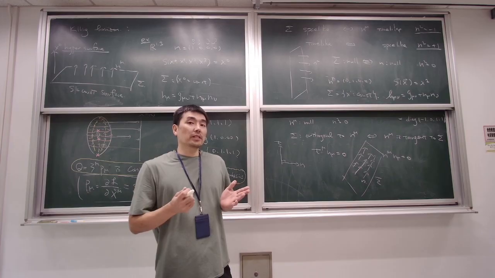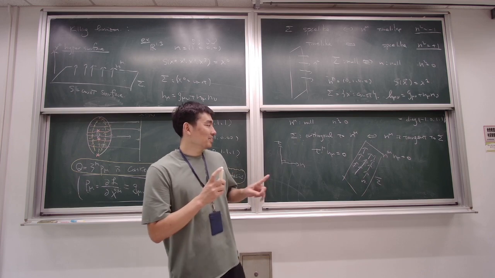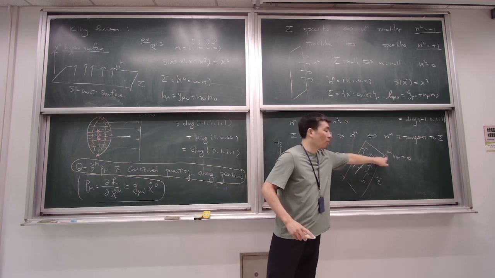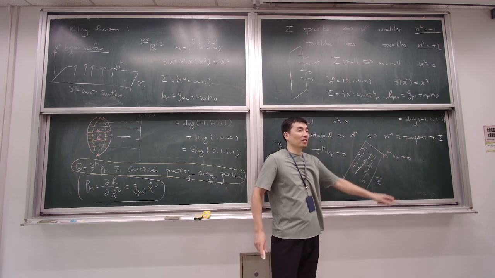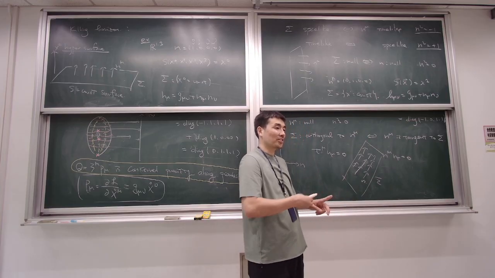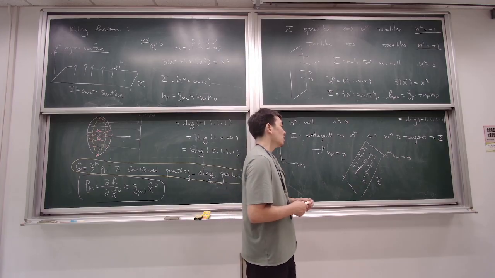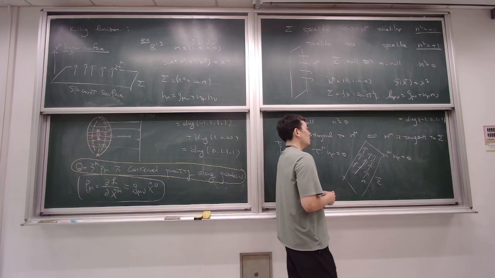So normal means the inner product is equal to 0. But in the case of null, the normal vector itself has inner product 0 with itself. So therefore it has to be tangent. How do you imagine it? Let's imagine the space, solution like that.